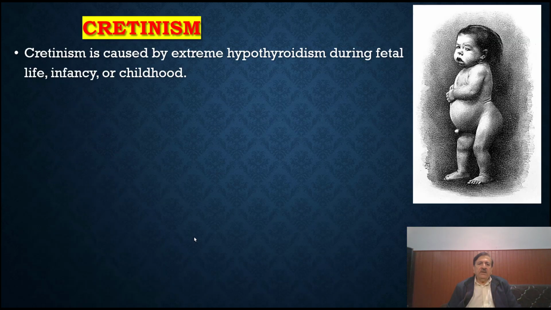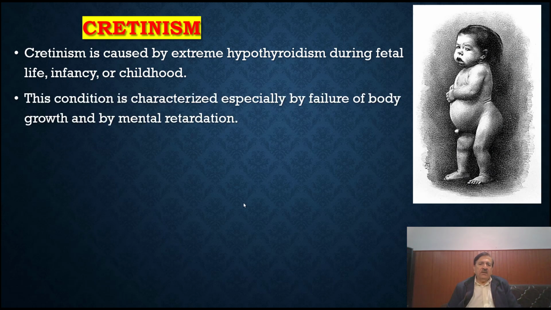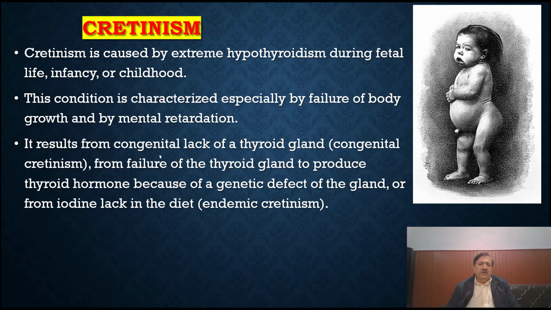Cretinism. Cretinism is caused by extreme hypothyroidism during fetal life, infancy or childhood. This condition is characterized especially by failure of body growth and by mental retardation. It results from congenital lack of thyroid gland, congenital cretinism. When the thyroid is absent at birth, it is called congenital cretinism.